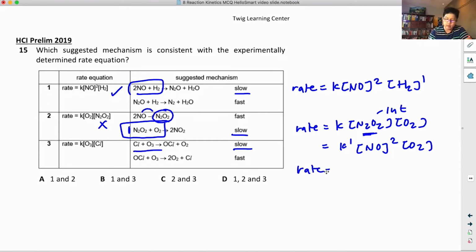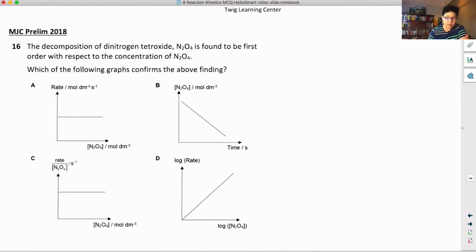Last one, slow step, Cl and O3. So I'm going to write down k[Cl][O3] over here. Just for you to notice, Cl here is actually used up and then regenerated. So what is Cl actually? Cl here is a catalyst. And I want you to take note, a catalyst can actually appear in the rate equation. So this is definitely correct. So the answer is 1 and 3.